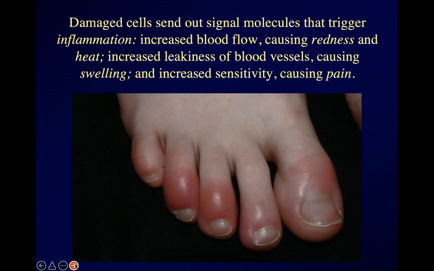And again, this is something you have no doubt experienced if you've ever had an infected cut or an infected ingrown toenail or something like that. It doesn't even have to be caused by infection. Any kind of cell damage, you'll see this. So you'd see this in something like a burn as well.